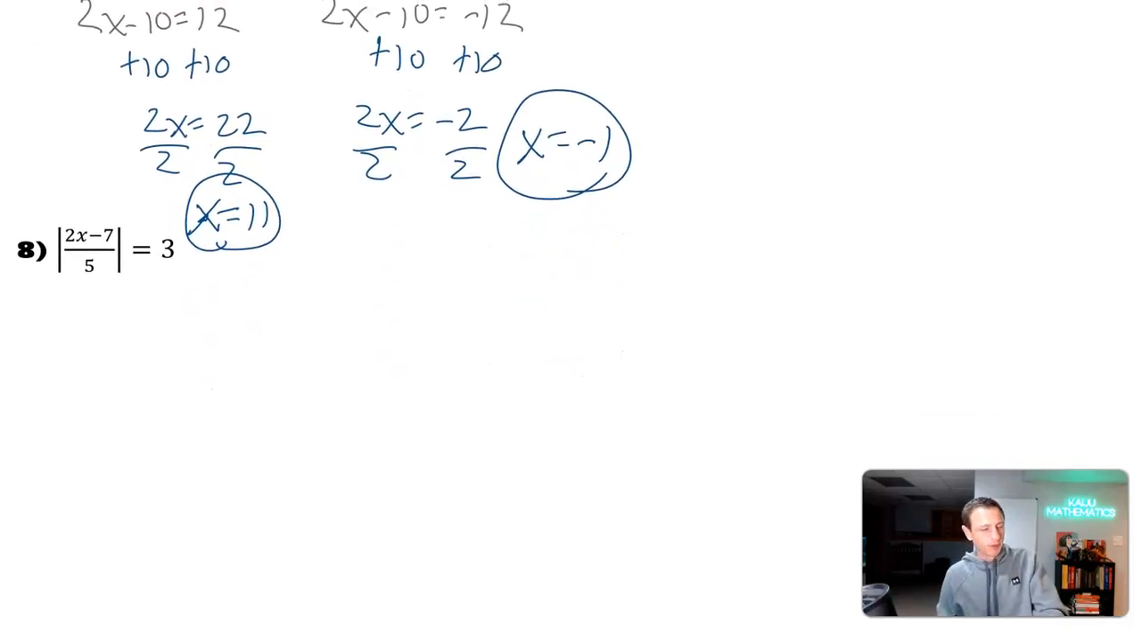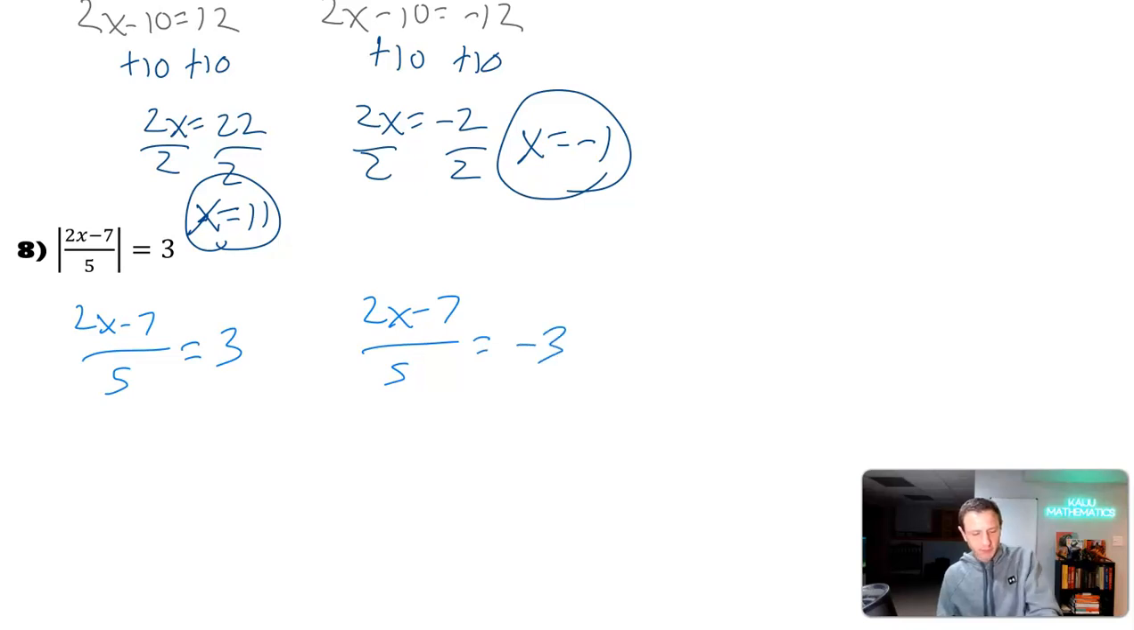Then I wanted to throw in one fraction here. It doesn't make it any more difficult, I just wanted to throw this in here to make sure you know how to solve it. The absolute value of 2x minus 7 over 5 is equal to 3. So we'd set 2x minus 7 over 5 equals 3, and 2x minus 7 over 5 equals negative 3.